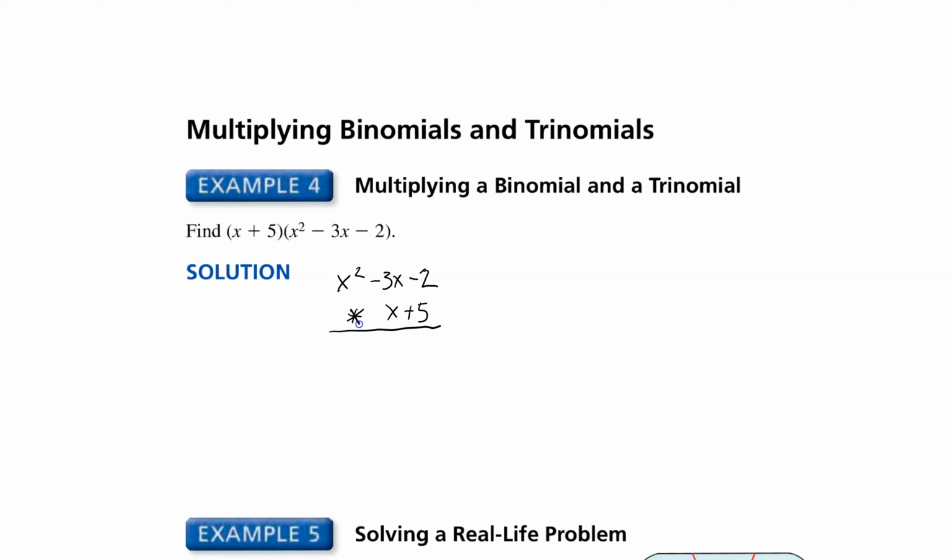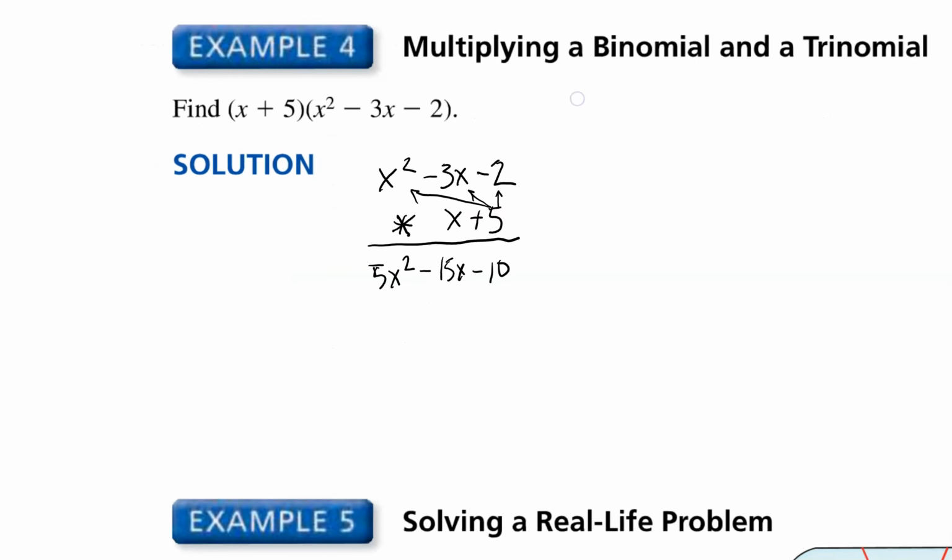Again, I'm going to use the asterisk to show how one multiplies the other. 5 times negative 2 is negative 10, and 5 times negative 3x is negative 15x, and then 5 times x squared is 5x squared. And then we take x times negative 2, x times negative 2 would be negative 2x, and I'm going to place it here along with its like term.